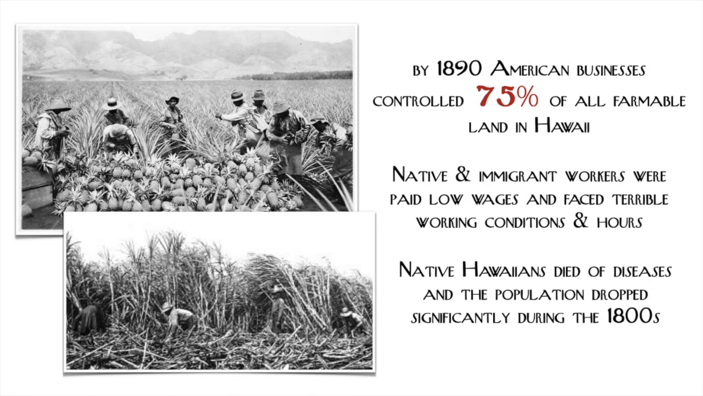And the Native Hawaiians are going to suffer greatly as more and more people come to the islands. As Americans and other immigrants from Japan and from other parts of Southeast Asia come to the Hawaiian Islands, they bring with them diseases which Hawaiians had not been exposed to. Those diseases are going to have a huge impact on the Hawaiian population as it drops significantly during the 1800s.